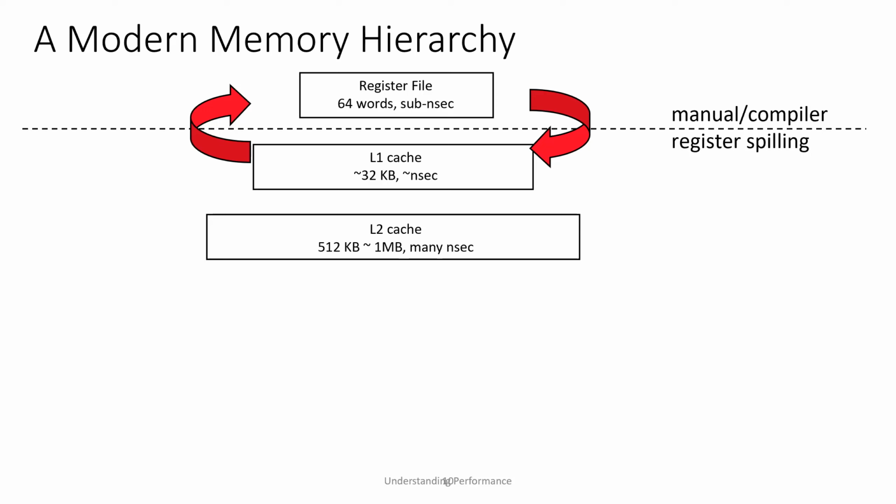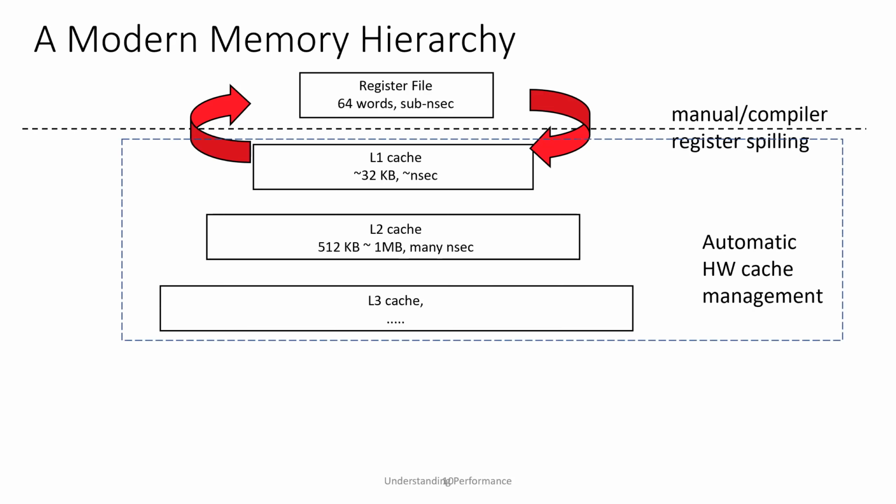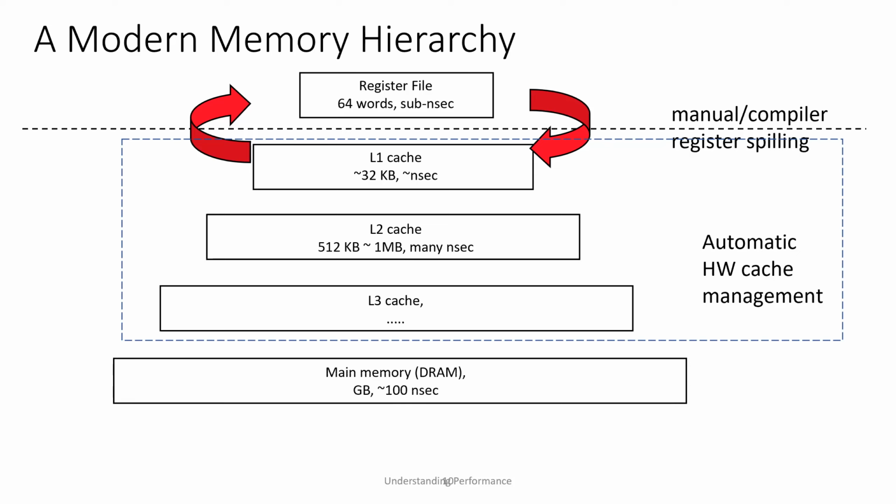Now, following L1, we have L2, which is slightly bigger in size and slower. It means that it would take a few tens of nanoseconds. Following that, we have a bigger and slower L3. Now, between these L1, L2, L3, the data movement is automatic. It means that the programmer will not be doing anything explicitly for moving a word or an element from one level of the cache to another level.